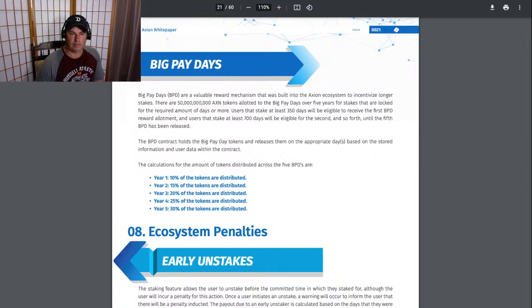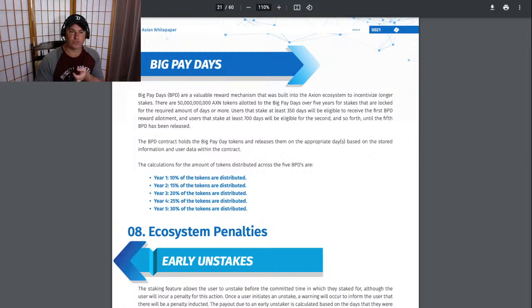So the big payday contract holds the big payday tokens and releases them on the appropriate days based on the stored information and used data within the contract. So the calculations for the amount of tokens distributed across the 5 big paydays are year 1, 10%, year 2, 15, year 3, 20, year 4, 25, and year 5, 30. So the longer you stake, once again, Axion's going to reward you for staking. You get more shares for staking longer, you get more Axion on the big paydays for staking longer, and you get all of the big paydays if you stake longer.